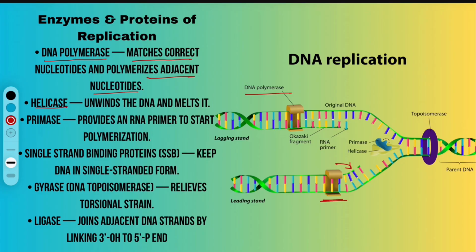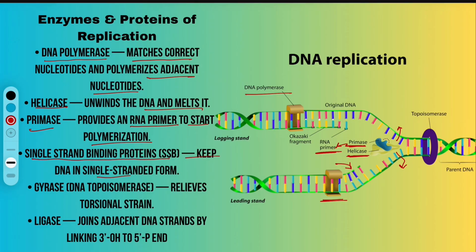In this diagram, you can see helicase. It is the enzyme which unwinds the DNA and melts it. It opens up the DNA. Primase provides an RNA primer to start polymerization. It is the enzyme which provides the small primers.